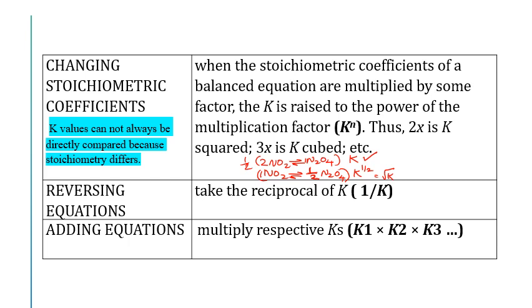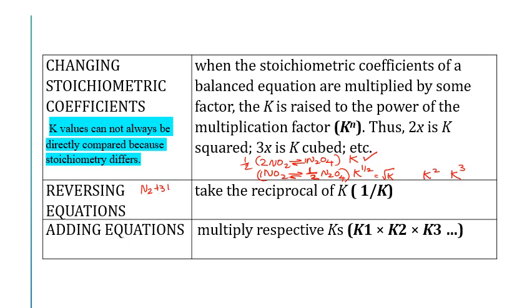Suppose we multiply an equation by 2, then the original K value will be raised to the power 2. Suppose the equation is multiplied by 3, then the original K value should be raised to the power 3. That's what it means. And since the equilibrium can be approached from either direction, forward or reverse, the magnitude of the equilibrium constant depends on the form of the chemical equation I'm writing.